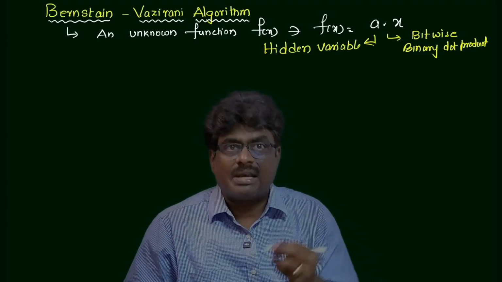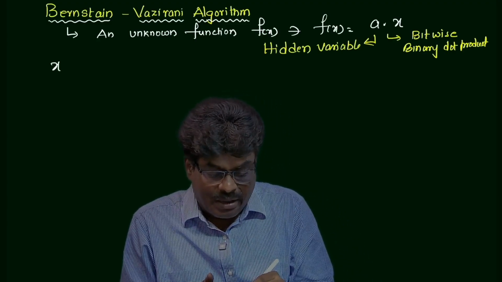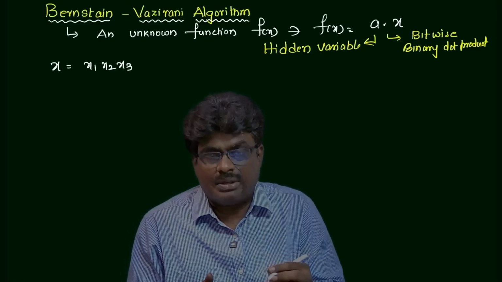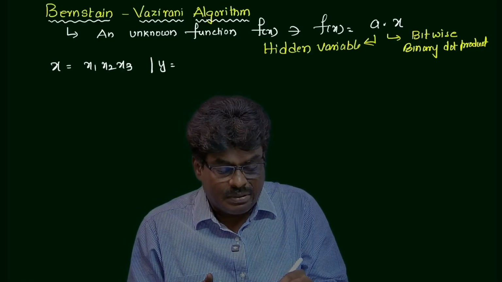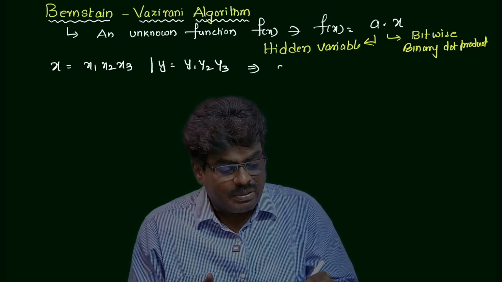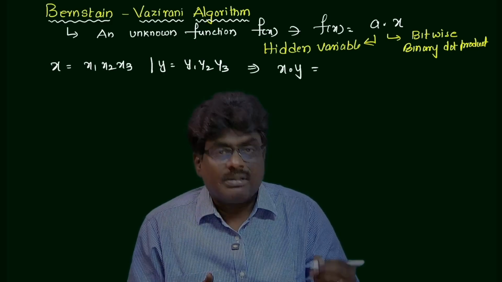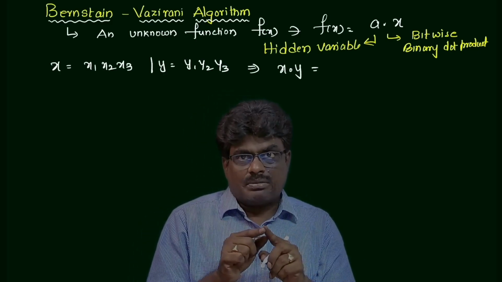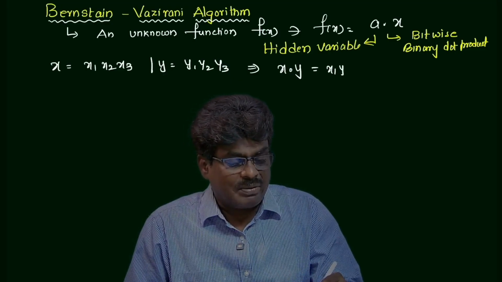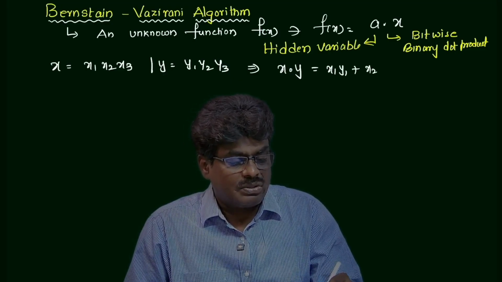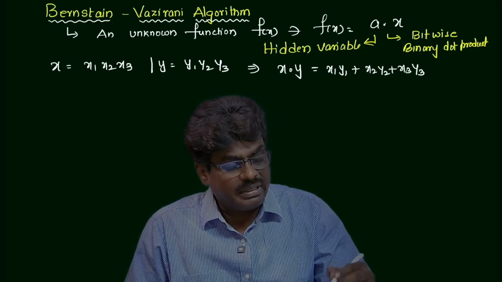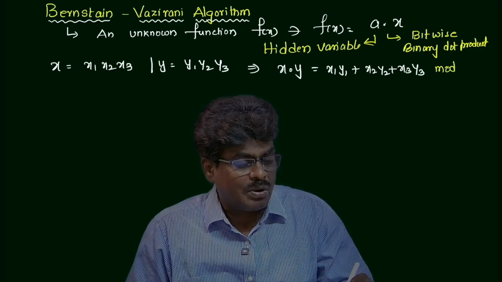Let me give one example. For example, if you have x equal to x1, x2, x3, I have taken 3 qubits, and y equal to y1, y2, y3. Then what about this x dot y? This is a bitwise dot product. Take the first qubit and first qubit, that is x1 y1 plus x2 y2 plus x3 y3. After that you have to take a mod 2 operation.